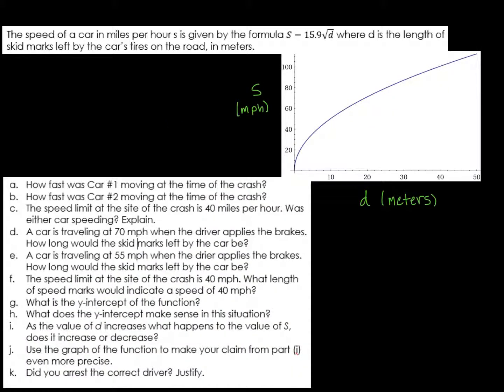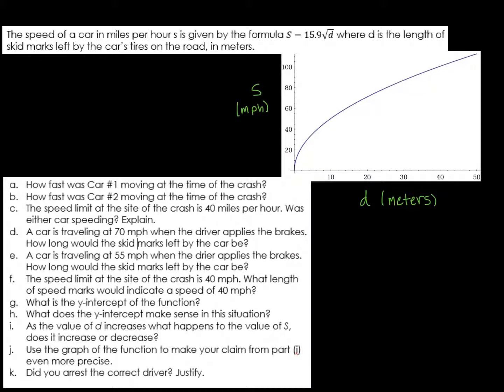Let's take a look at number one, just so you feel super confident using this graph to help you answer these questions. So how fast was car number one moving at the time of the crash? Well, car number one had skid marks that were 4 meters long, and I notice here that each tick mark is counting by 2, so 4 meters would be right here. And if I look up at the value of the graph, it appears to be right here.